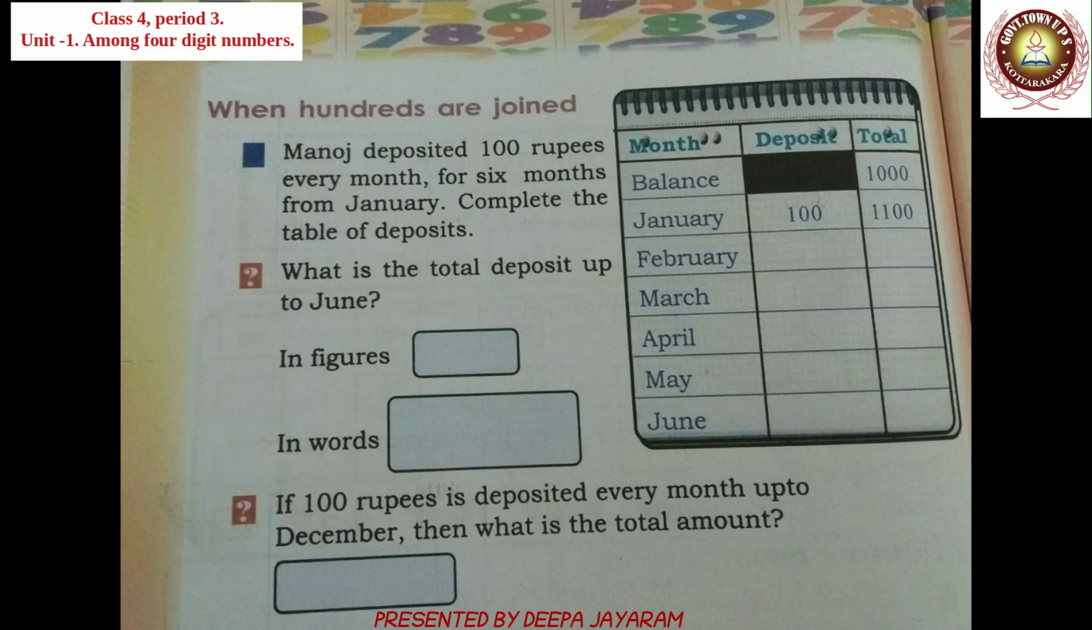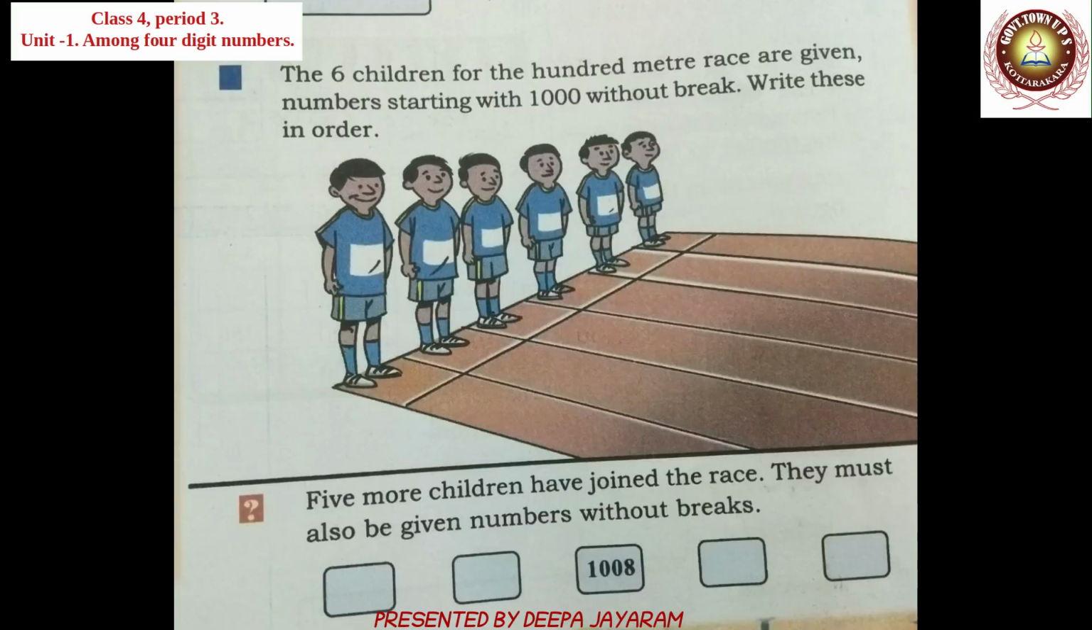That is the second part of that question. Then the last activity, a race. Here there are 6 children for a 100-meter race. They have been given numbers starting from 1000. In total there are 6 children. The number of the first child is 1000.